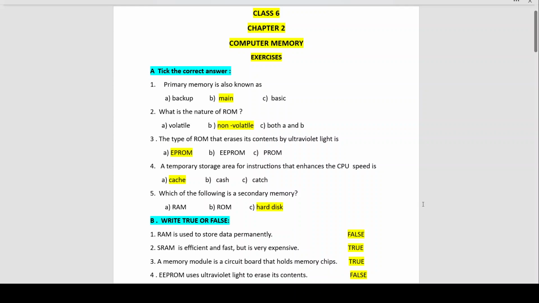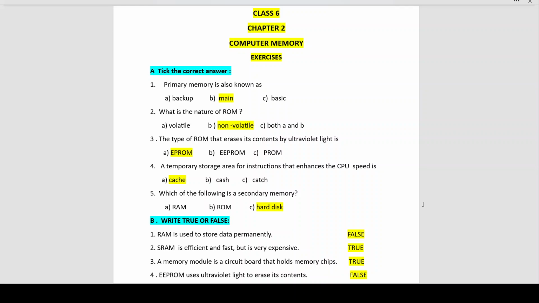Today we shall do your chapter 2 computer memory exercises. A. Pick the correct answer. Number 1. Primary memory is also known as backup memory, main memory or basic memory. Primary memory is also known as main memory.